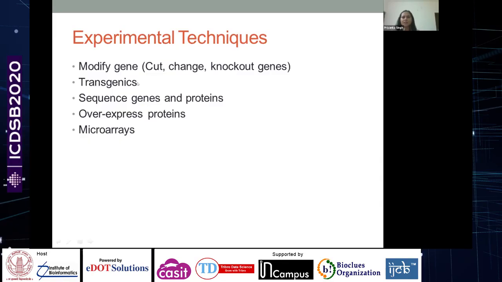Here I have just listed a few important techniques. We have now techniques to modify this gene. We can cut it at a precise location. We can change that particular gene by inserting some elements or removing some elements. We can now knock out certain genes or knock in certain genes into animals where they are not naturally present. Then it's called transgenics. We can sequence this gene. We can understand the exact sequence in which it is present. We can even sequence the proteins. We can overexpress these proteins. And then there are these microarray works wherein we can actually understand how the genes are expressed in different cells.